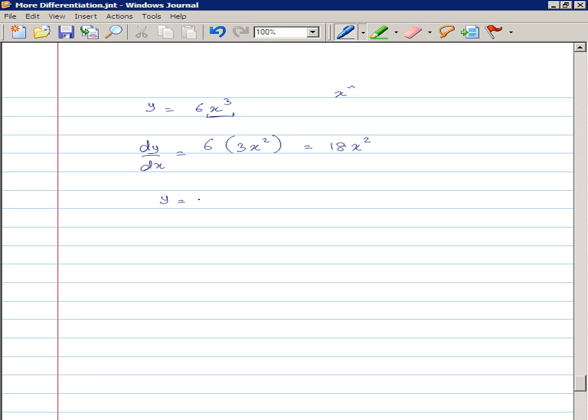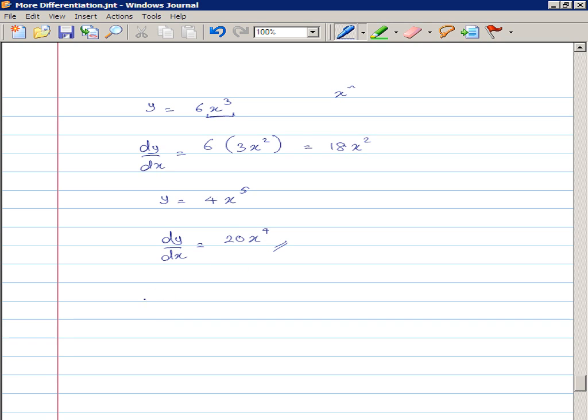So if I take another example, let's say if I have 4x to the power 5, and I want to differentiate this, then dy over dx will be equal to 5 times 4, that's bringing the 5 to the front and multiplying it with the 4. I get 20 x to the power 5 minus 1, that is 20x to the power 4.